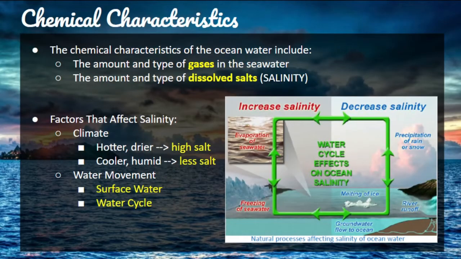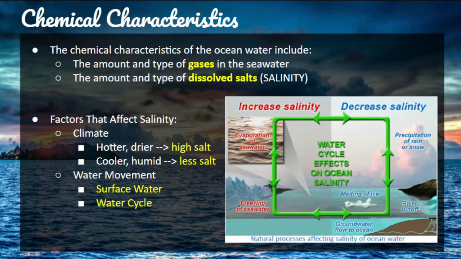Let's talk about the chemical characteristics of the ocean. So first of all, the chemical characteristics of the ocean include the amount and type of gases in the seawater and the amount and type of dissolved salts, or the salinity. Now, talking about gases, we're not going to spend a lot of time talking about that. Some of the reasons why you might have different amounts of gases in the water is, for instance, volcanoes, or places where, again, gases from the inner core escape into the surrounding water.